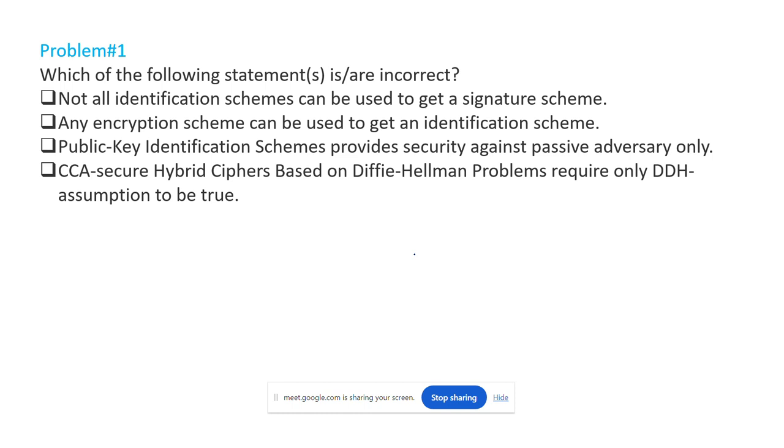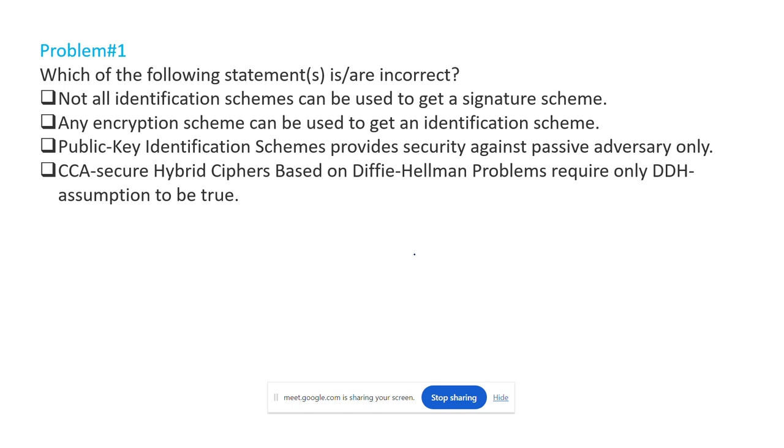Okay, so this is this week's problem. Problem 1 asks which of the following statements is or are incorrect. First statement: not all identification schemes can be used to get a signature scheme. Any encryption scheme can be used to get an identification scheme. Public key identification schemes provide security against passive adversary only. And CCA secure hybrid ciphers based on Diffie-Hellman problems require only DDH assumption to be true. Each of the statements is unrelated to the others, so let us go one after another.